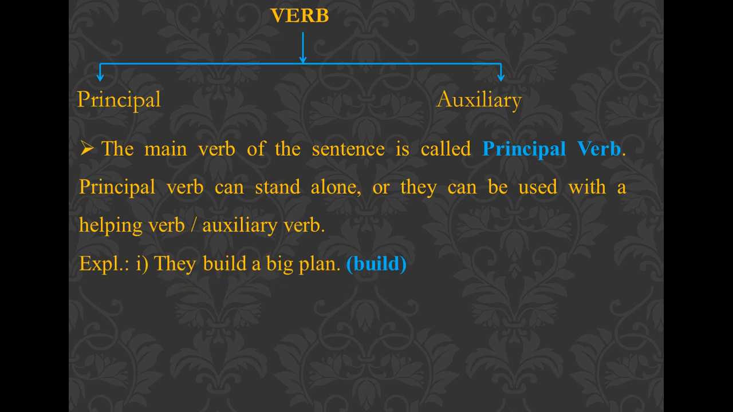Here is an example. They build a big plan. Here the principal verb is build. Number 2, he is writing a story. Here the principal verb is writing. So this is the definition and example of principal verb.